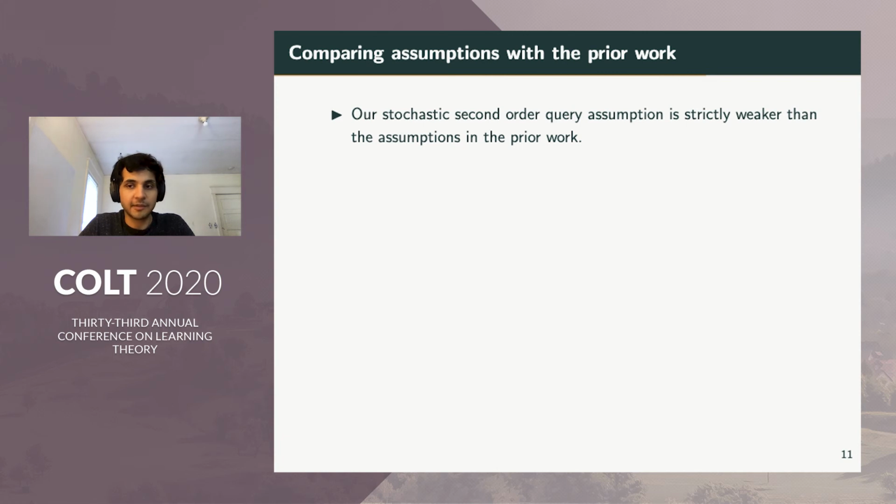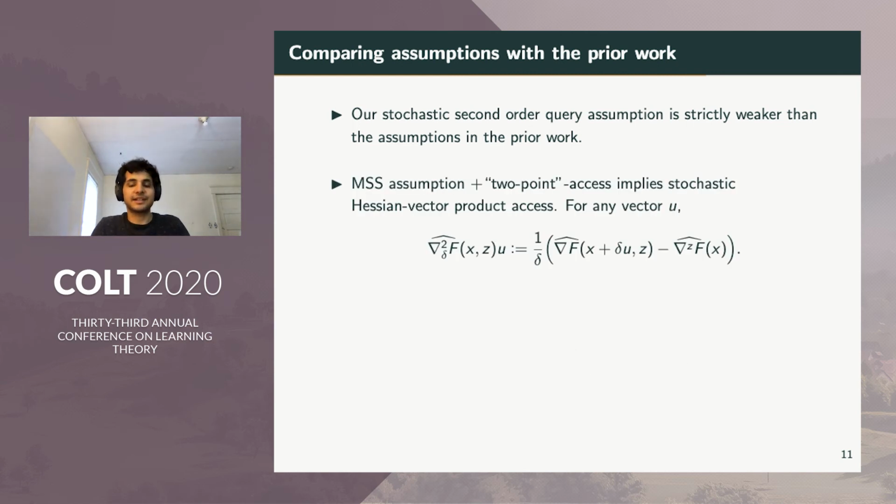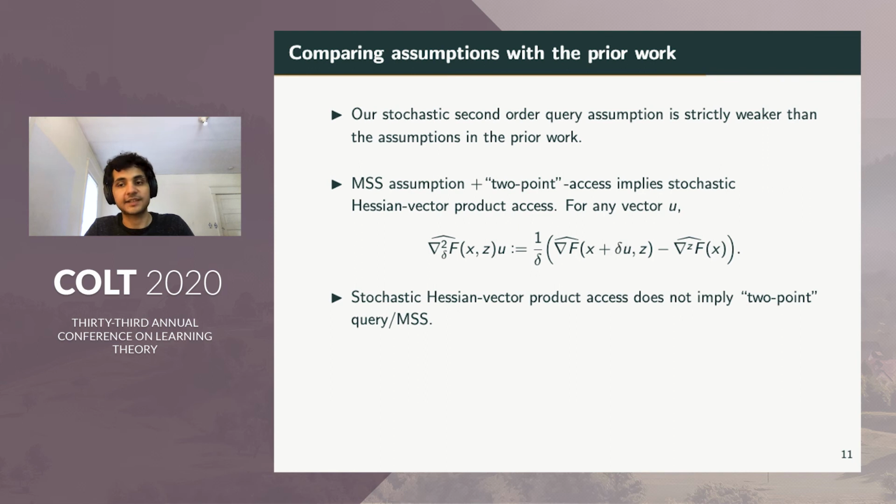At this point, I would take a moment to compare our stochastic second order query assumption with the prior work. Specifically, the mean square smoothness assumption used in the prior work with two-point query access implies stochastic Hessian vector product access. That is, one can simulate a stochastic Hessian vector product using access to a two-point query model. However, the reverse is not true. That is, stochastic Hessian vector product access does not imply two-point query access. Hence, our assumptions are strictly weaker than those in the prior work.